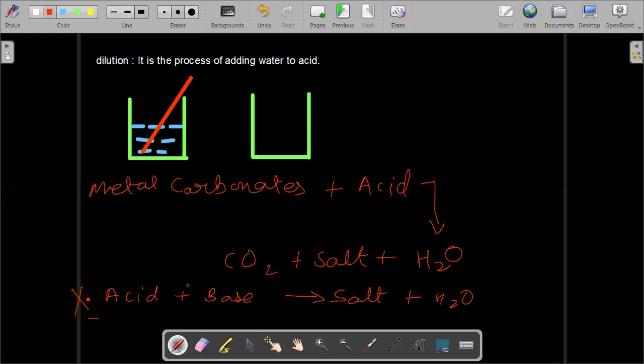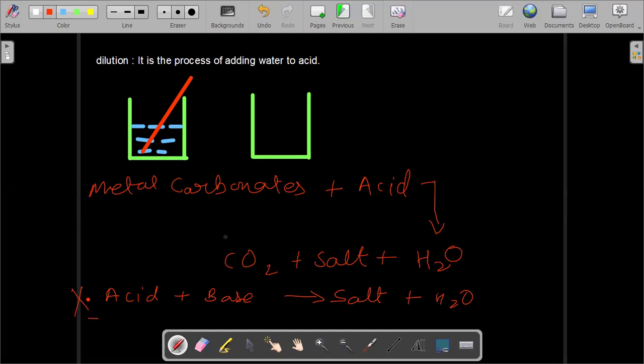Another reason is that the amount of base required may not be calculated perfectly. A simple answer would be that bases are also corrosive, so if we add bases on an acid burn, it may corrode it further and increase the burning sensation. Got it, everyone? Yes, sir.